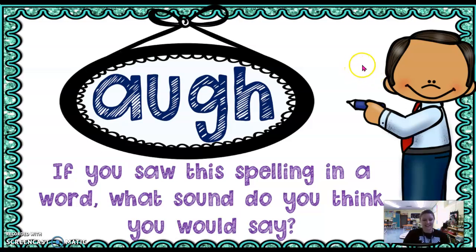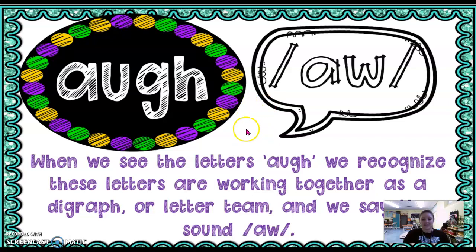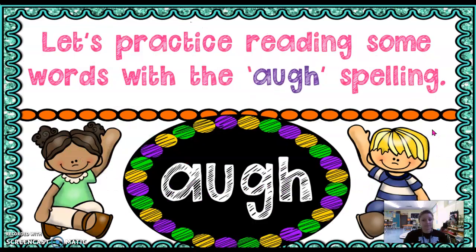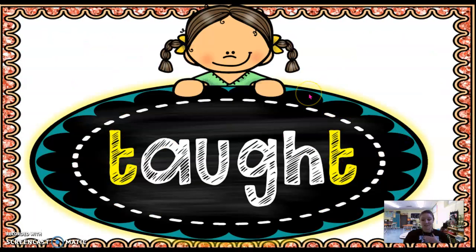This one's kind of tricky. When we see the letters A-U-G-H, we recognize these letters are working together as a digraph or a letter team, and we say the sound aw. A-U-G-H will also say aw. Let's practice reading some words that have the A-U-G-H, aw, spelling. I'm going to read the word. I want you to repeat it after me.